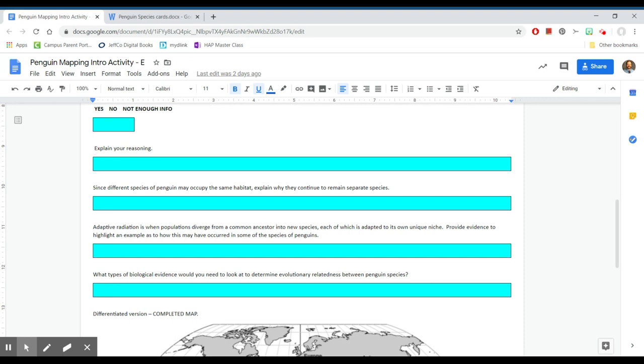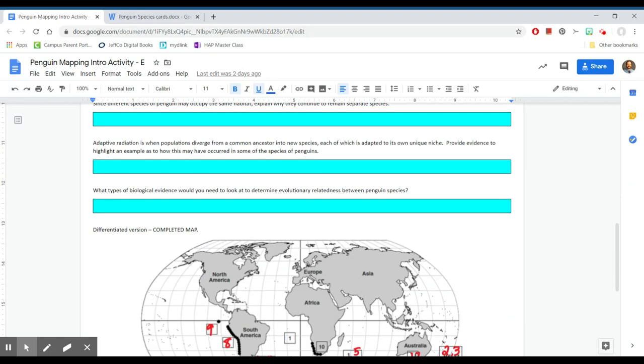Next question is, since different species of penguin may occupy the same habitat, explain why they continue to remain separate species. So in other words, let's say you have 2 penguins that live in the same place. Why don't they merge? Why don't they become one species? What are some reasons that they could have that keep them separate species?